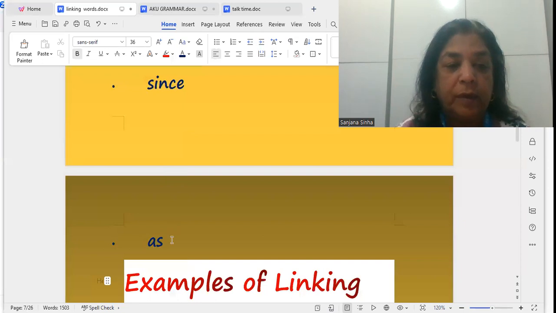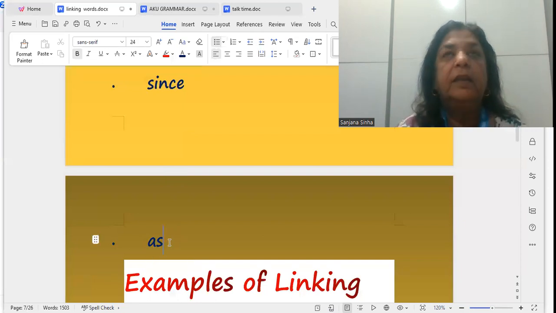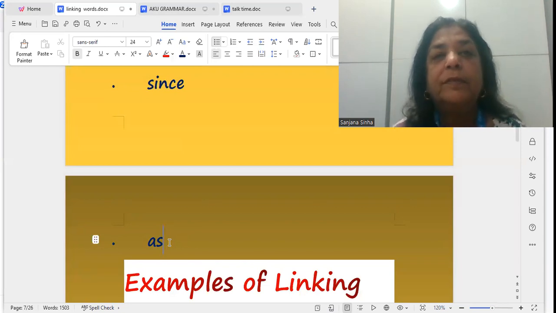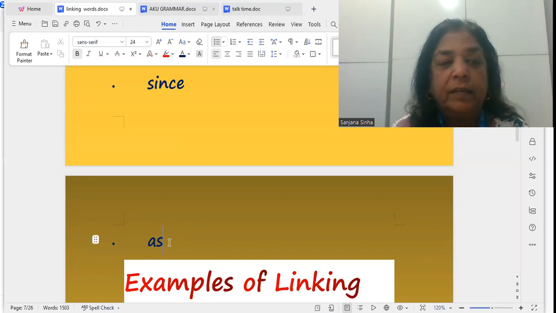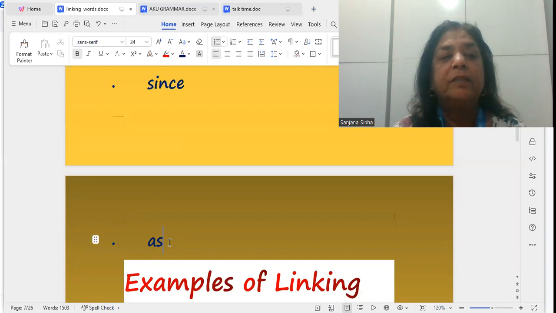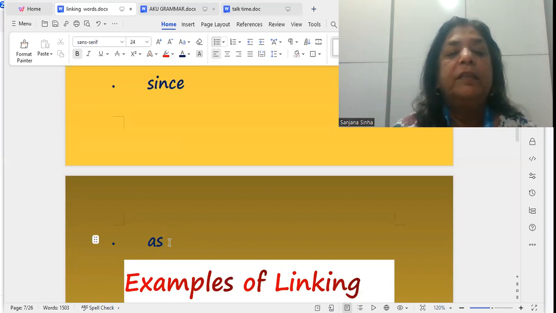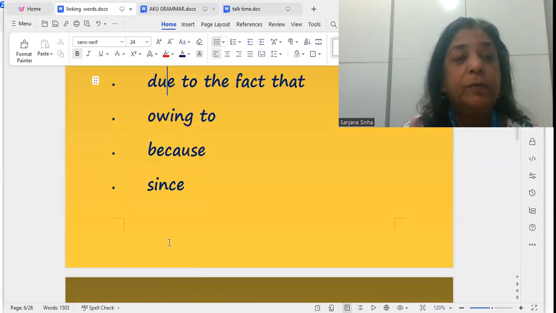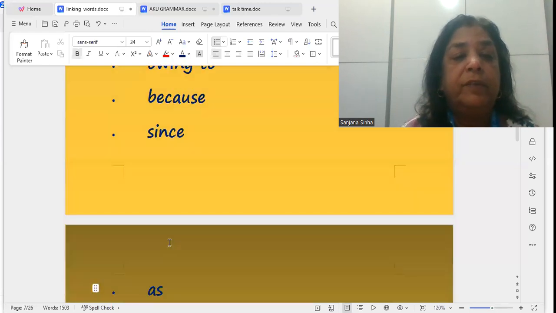As, meaning because. As he wanted to come to my house to watch a movie, I agreed and so he came. Why did he want to come? Since, because, all these mean the same, but then we are not repeating our words. We are using as, since, because, owing to, due to the fact that. Remember, I am not repeating the phrases put here.